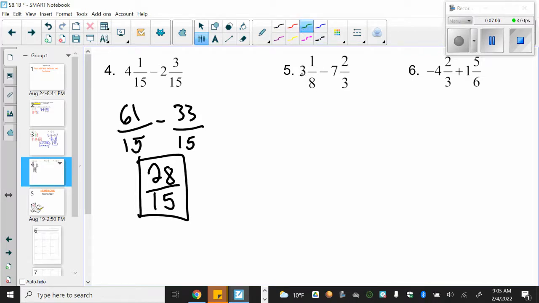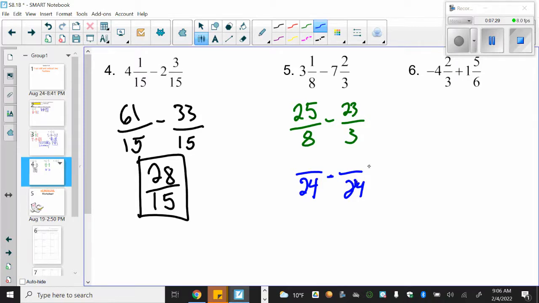Let's try this one. Let's convert it. 3 and 1/8 is going to become 8 times 3 is 24, 25. 25 eighths minus 3 times 7 is 21, 23 thirds. 8 and 3 first meet at 24. So we're going to do 24 and 24. See, 8 times 3 is 24, so 25 times 3 is 75. 3 times 8 is 24. And 23 times 8 is 184.